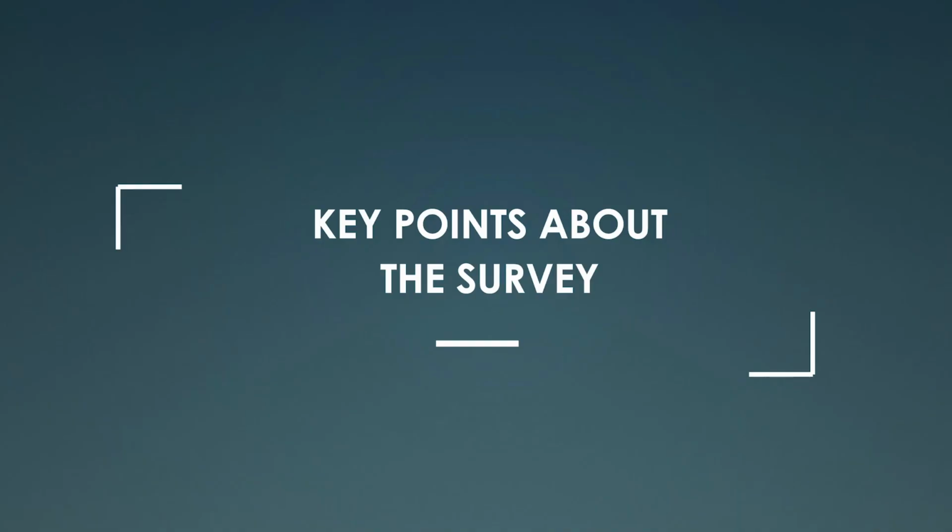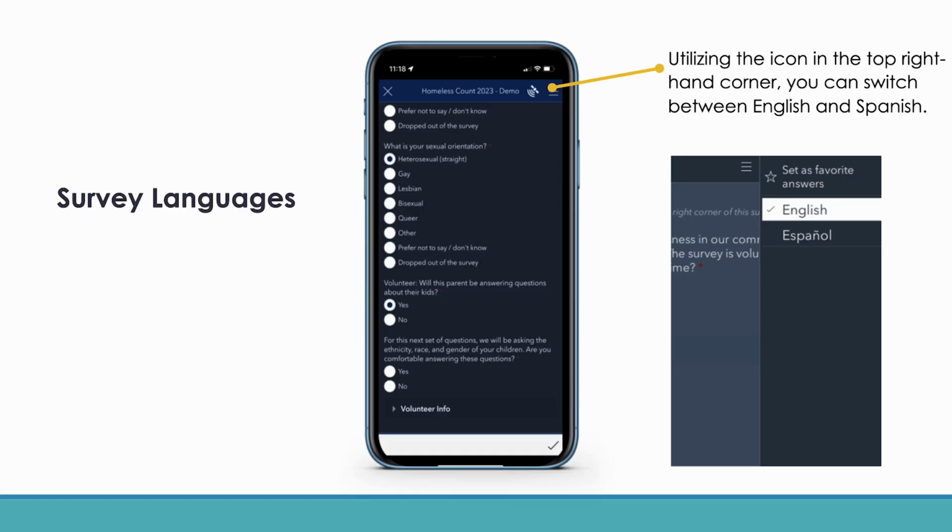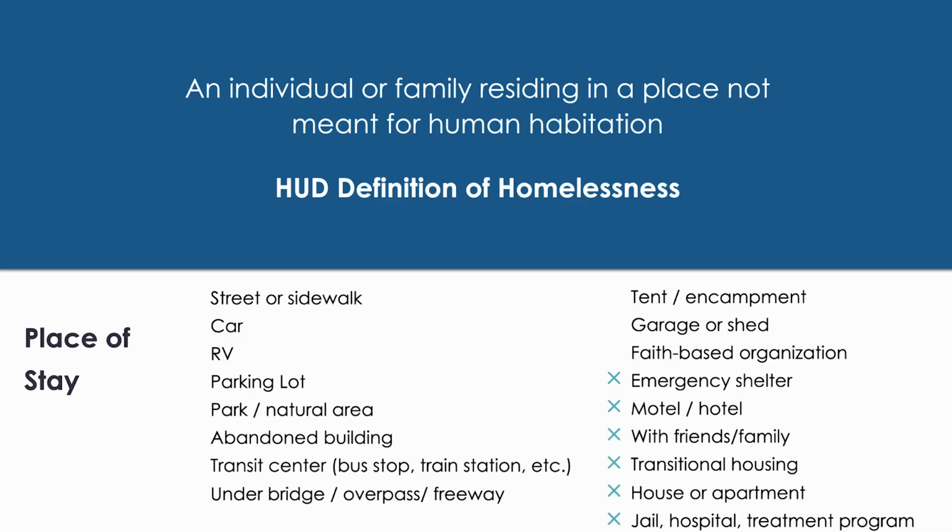So now I'll be going through and highlighting some key points about the survey for you to keep in mind as you go along. Surveys can be conducted in either English or Spanish. To switch between languages, you will use the option at the top right-hand corner of the survey, which looks like a hamburger button or 3 stacked lines. When clicked on, you will see the English and Spanish options. The survey defaults to the English option, but you can switch between languages at any point during the survey.